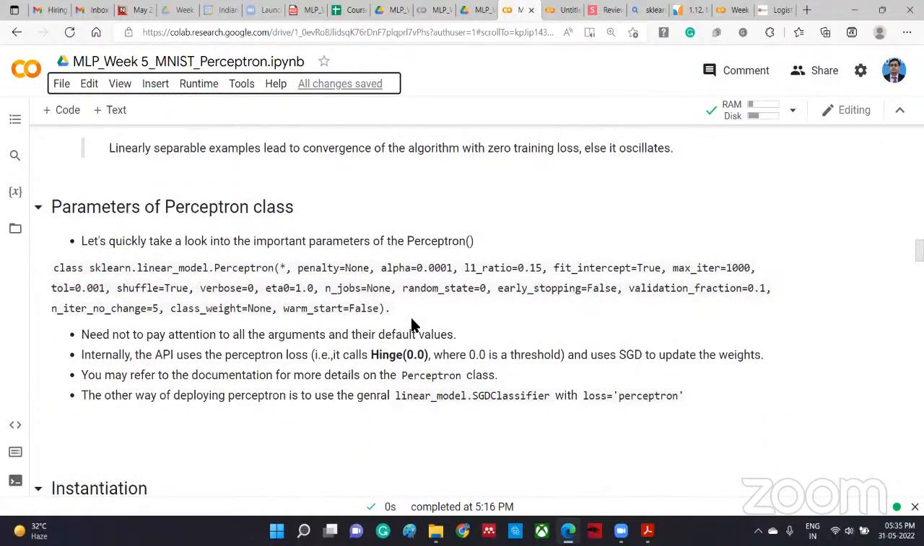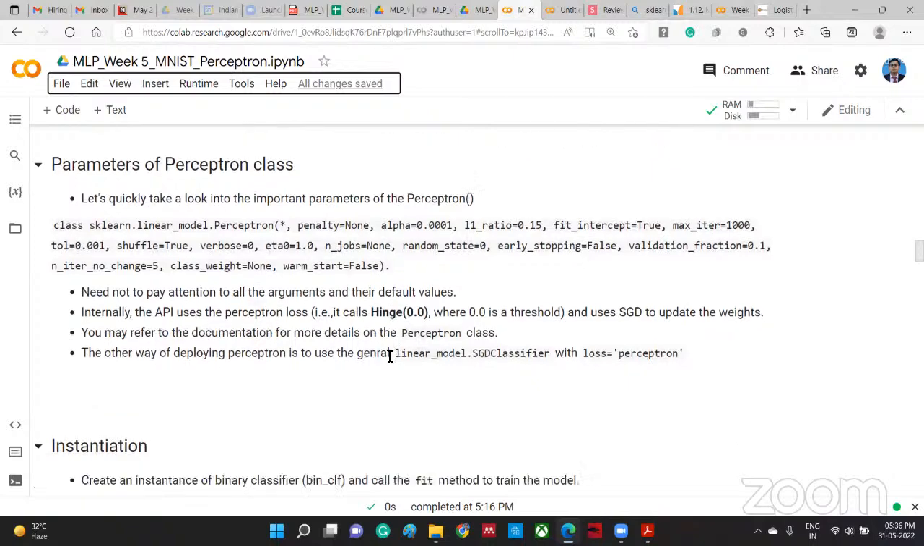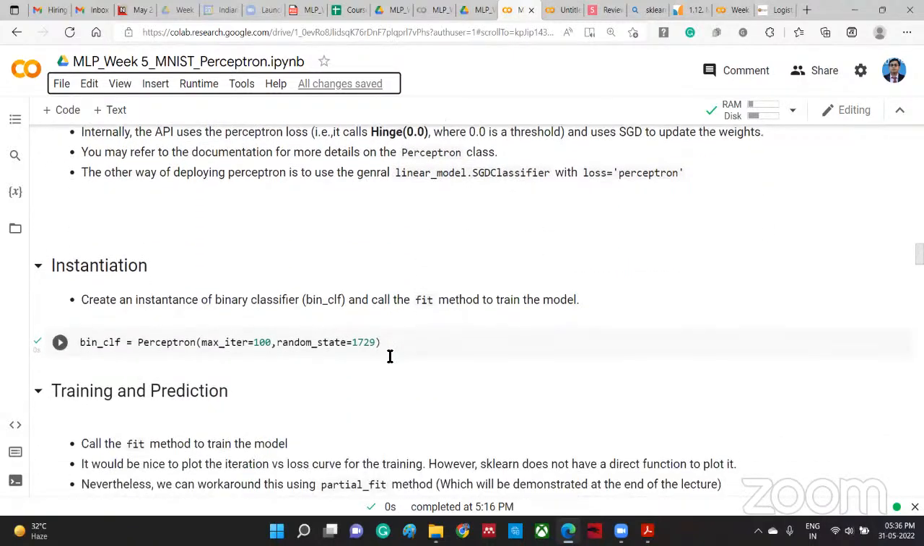If you go to the parameters of the perceptron class, we can see the important parameters which we generally put, which are the default parameters. So you basically need not pay attention to all the arguments and their default values. Internally we use the perceptron loss, which is hinge loss. Okay, it uses SGD, as we have seen before that hinge is generally used. And how do we instantiate? We can instantiate in this way, clf equals Perceptron. So we are just defining the maximum iteration and a random state.